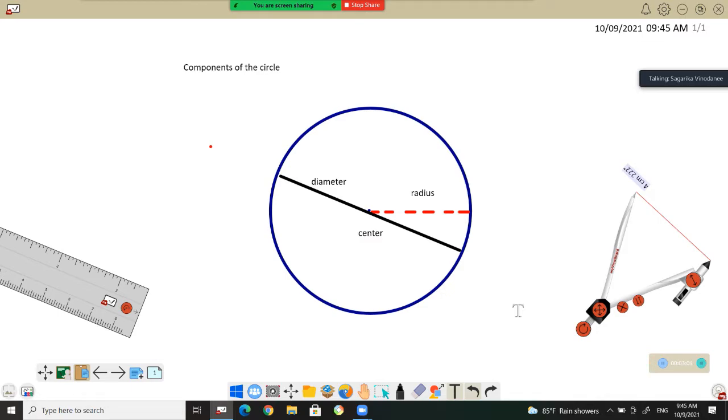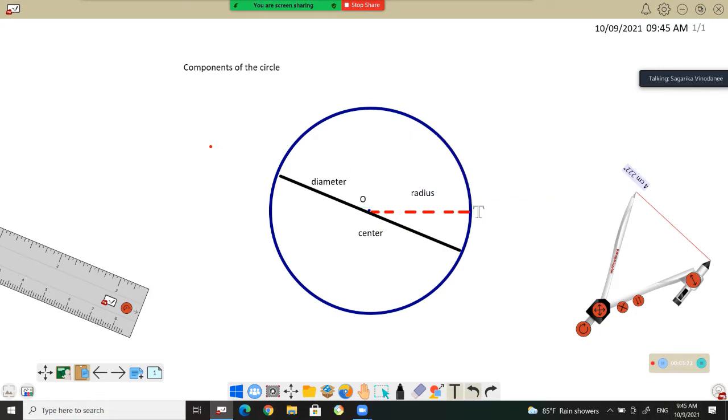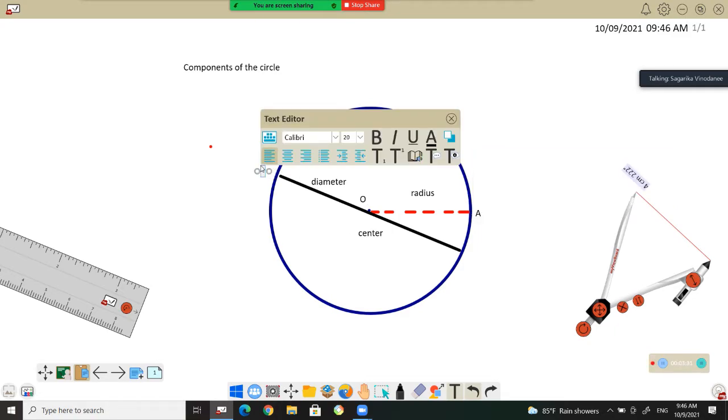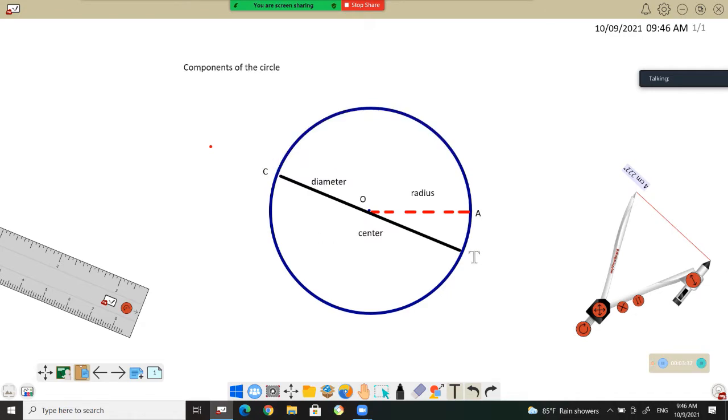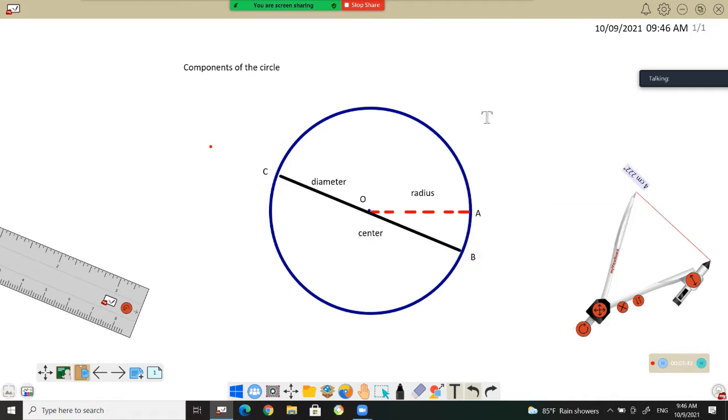The diameters are called symmetrical axes of the circle. Symmetrical axis. Normally, the center is represented using capital O. Right? Then lines we can represent using two letters. So O I already wrote. Here A. There I use C. Here is B. I can draw several other lines like this, but I don't use those. Only two things I already drew.